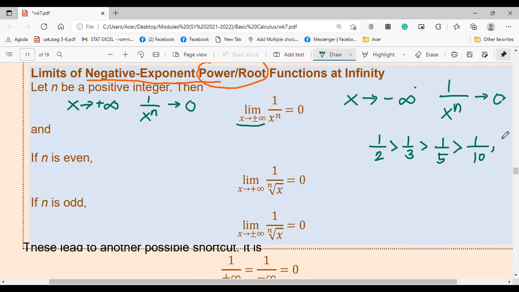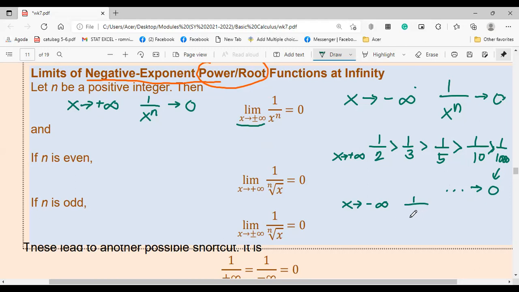Eh paano kung meron ka ng 1 over 1,000 kunwari? The more na mas malaki si 1 over 10 kay 1 over 100. So saan papunta ang values niya? So habang ini-increase mo yung denominator, papunta yan sa 0. Yun ang sinasabi naman ng x approaches positive infinity.